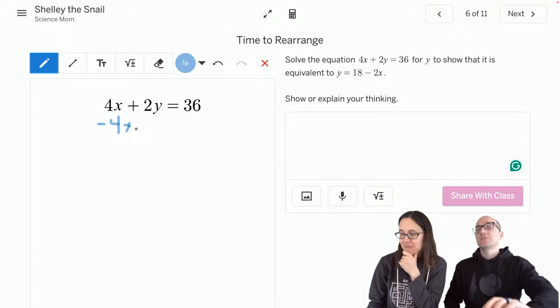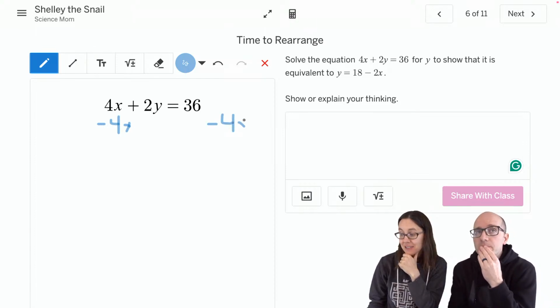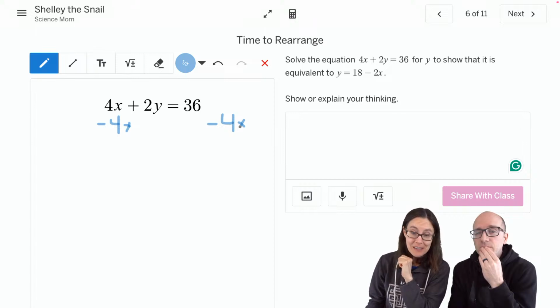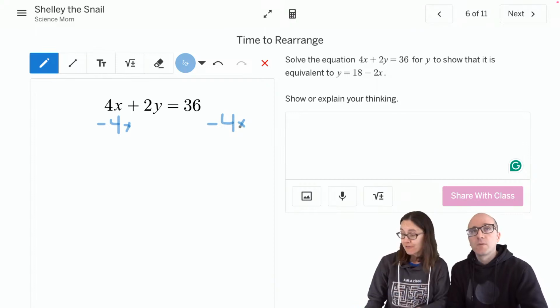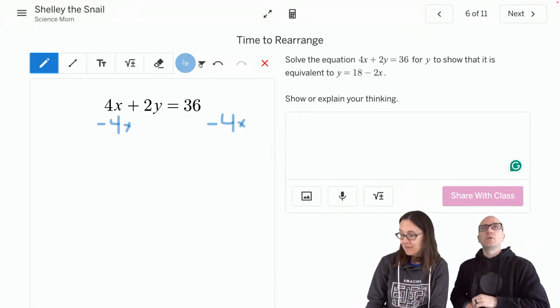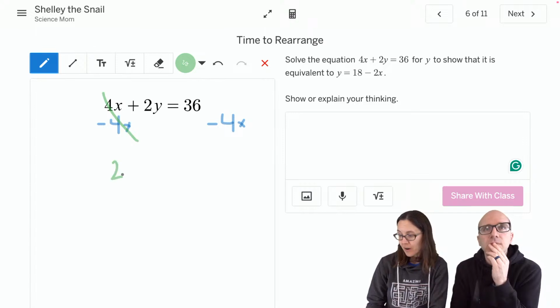All right, that wasn't a lot of time, but let's dive in and see how you might do this one, Science Mom. So I was thinking the exact same thing that Leva was thinking. We subtract 4x from both sides, and then divide both sides by 2 to get the y all by itself. Okay, so you're subtracting 4x, and what do you get when you subtract 4x from both sides? So then we get 2y equals 36 minus 4x.